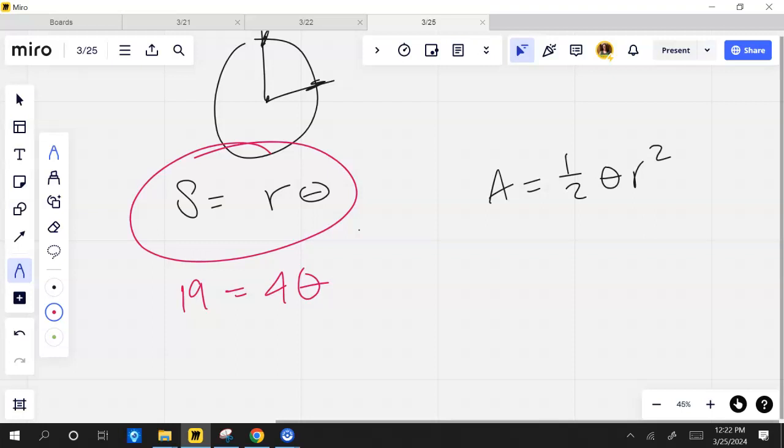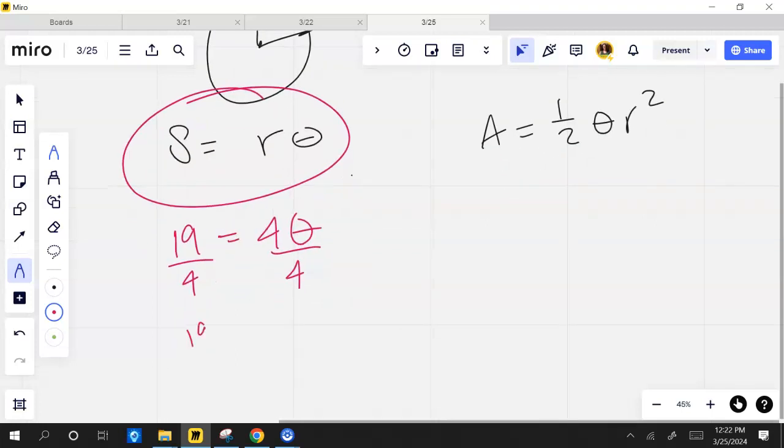So if I solve this way, am I in radians or am I in degrees? Radians. This is number 9. It doesn't have to have a pi in it to be radians. It's just not degrees. So it's radians. Okay, so here I'm in radians. Now I need to convert over to degrees.